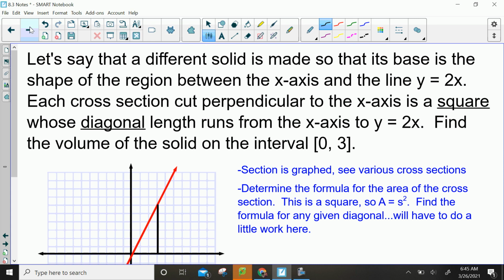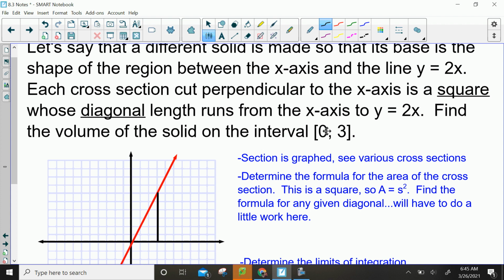The next one, we're going to have very similar stuff. So it says, let's say that we have a different solid now. It's made so its base is the shape of the region between the x-axis and the line y equals 2x. That hasn't changed. Each cross-section cut perpendicular to the x-axis is a square. We have another square here, but its diagonal runs from the x-axis to 2x. So they look like this now.